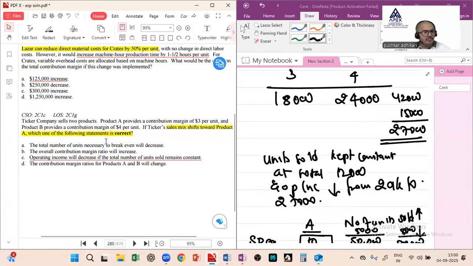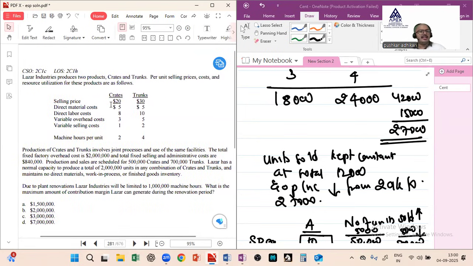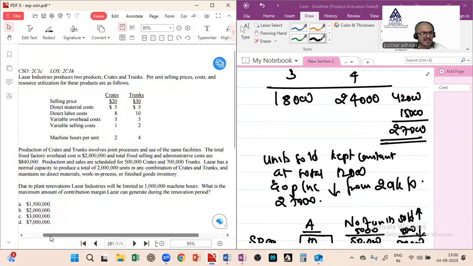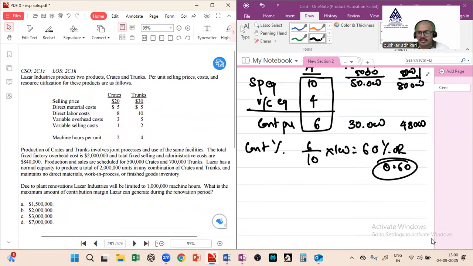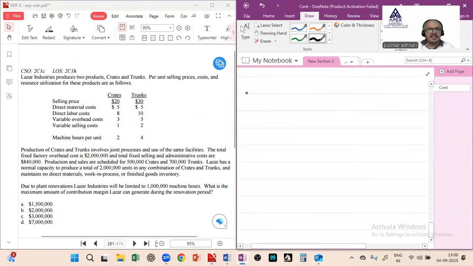Do not worry. You will get a PDF of this notebook that I'm making for your personal individual note making, etc. Let's go to the next question. Again, it's of Lazar Industries. Question number 23. I mark this question as an important question because it has an interesting and important concept. So I am talking about question number 23 at the moment.